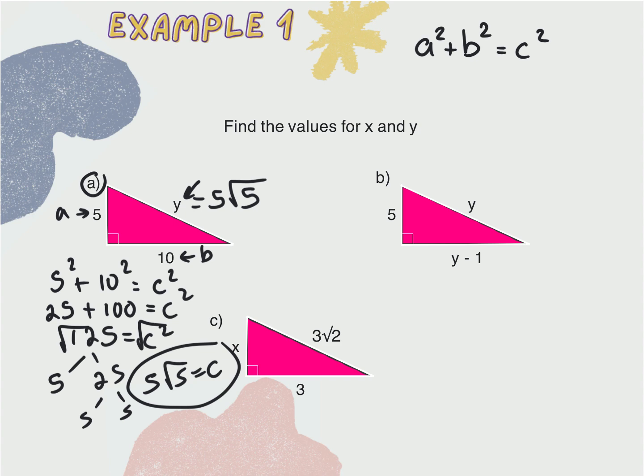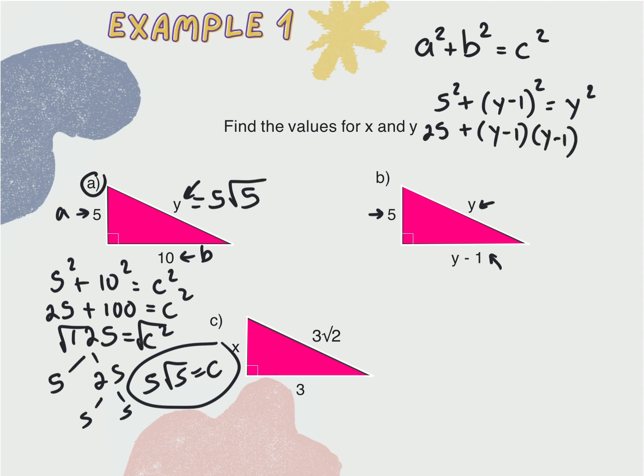Now, time to do b. We have, again, leg, hypotenuse. I'm going to plug the 5 in as the a, so I'm going to get 5 squared plus, now I'm going to have to do the whole term, y minus 1 squared, is equal to y squared. So this is going to be 25 plus y minus 1 times y minus 1 equals y squared.